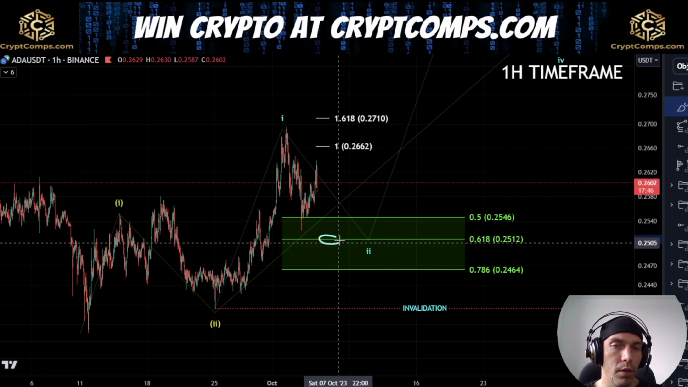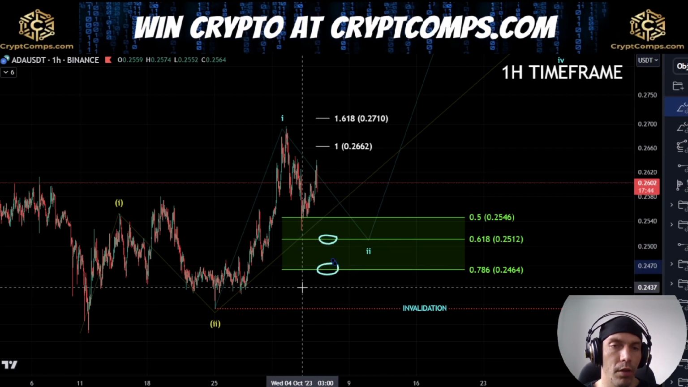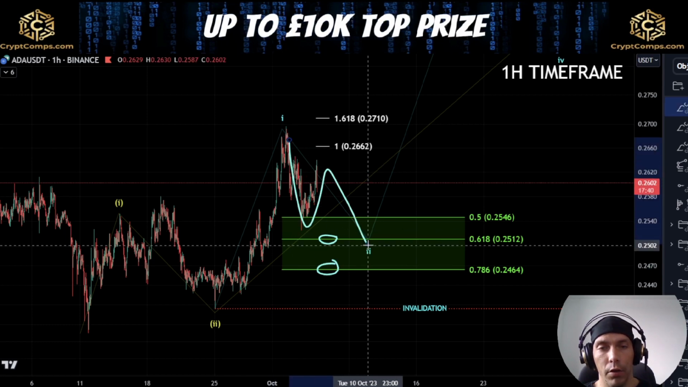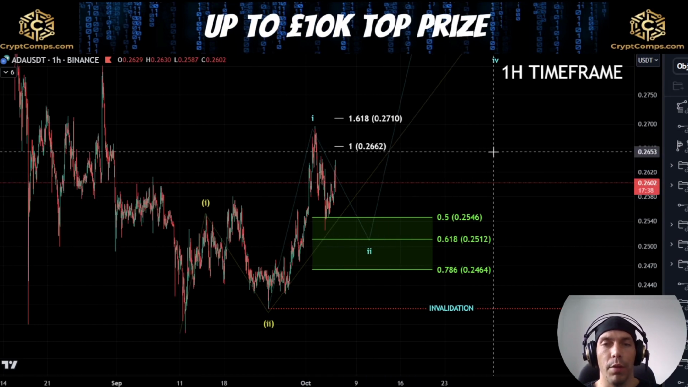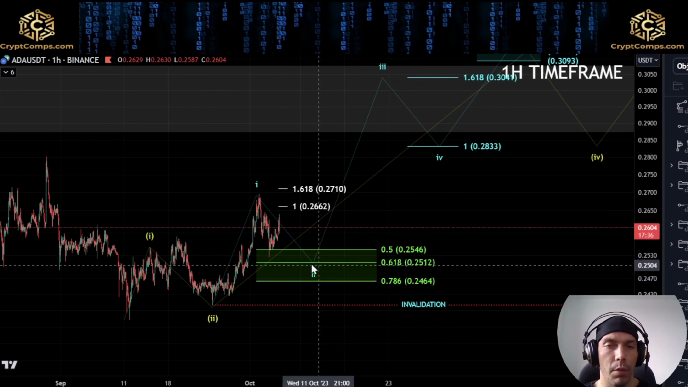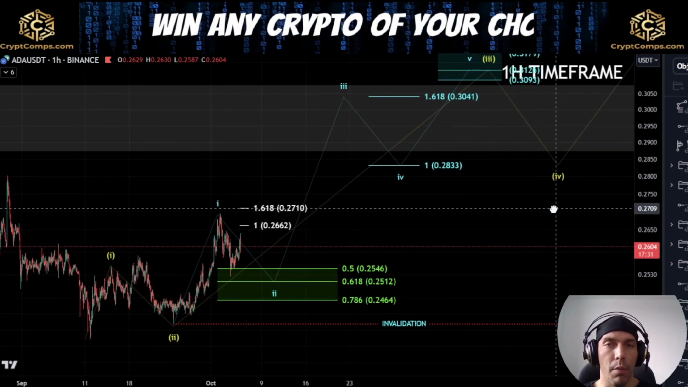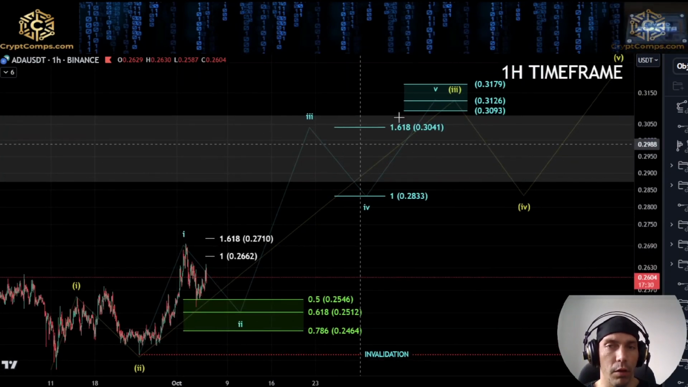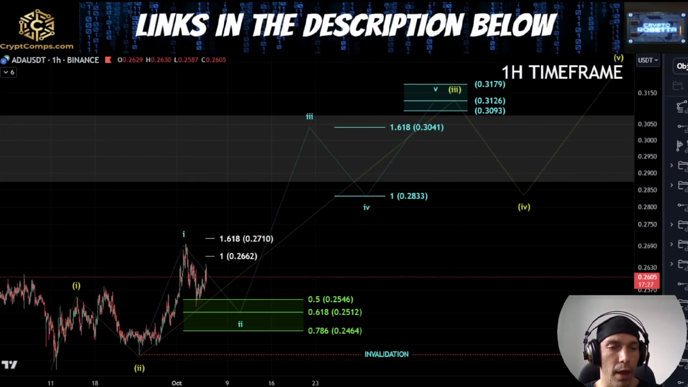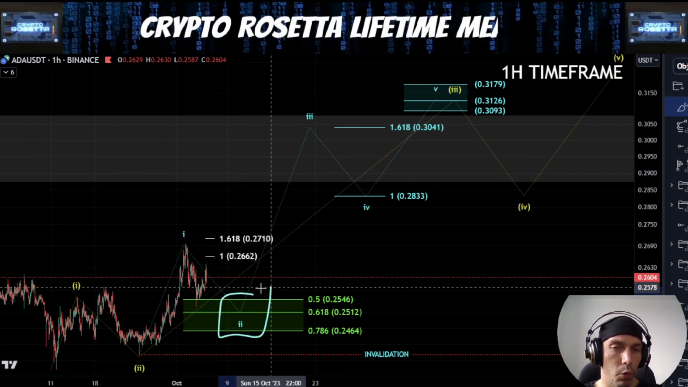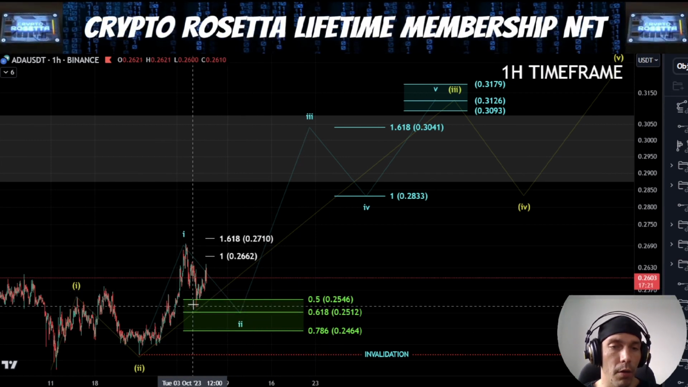So if we do see this actually come into play, I'm going to be watching these levels as potential support zones. If we do see another leg down here, if we do see this actually play out, what we'd want to then see if we came down to the 0.618 at this 25.12 would actually be a move up towards this 30.41 to confirm the next leg of this structure. So this is why this is going to be our very important support zone here. We have come into this.